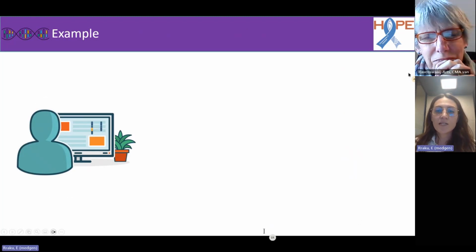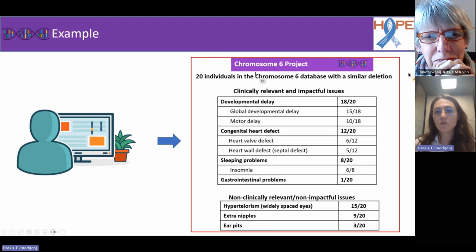Okay, so let's say that a parent enters the deletion breakpoint on the website, and the tool identifies 20 children with a similar aberration to what the parent entered. You would then get 2 different lists like this, one with the clinically relevant and impactful issues, and one with the non-clinically relevant and non-impactful issues. What I also need to mention is that it was agreed among experts to keep these as 2 separate lists, since there is a difference in how important these features are. And they also agreed on keeping the clinically relevant ones first so that they are not missed.